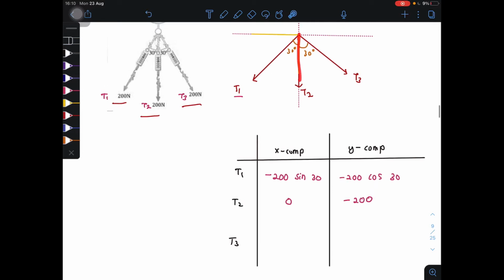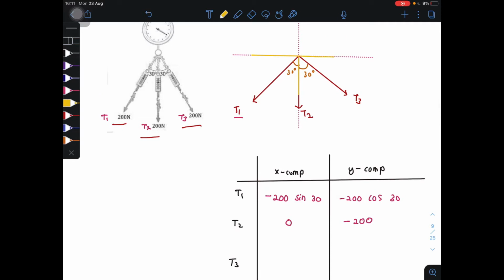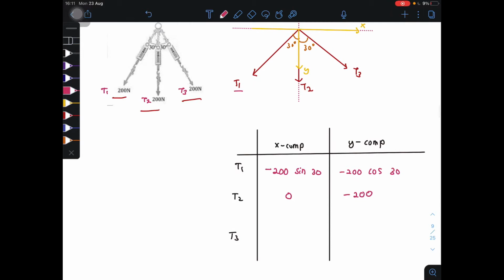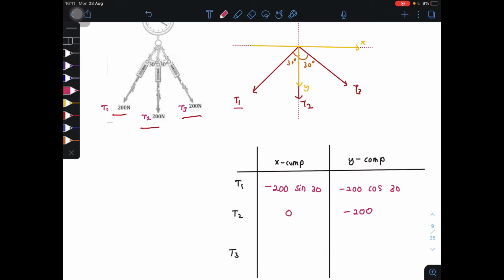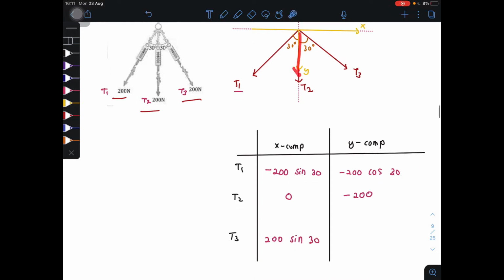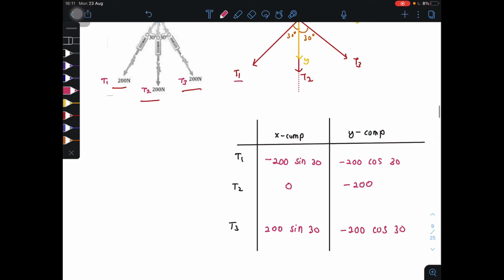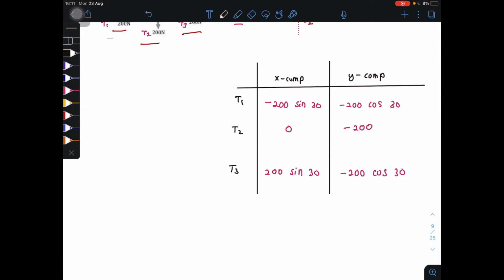And then next one, T3. If we resolve, dia akan jadi positive x-axis dan y-axis dia ke bawah. So, positive x-axis akan jadi positive 200. And then since angle dekat y, so dia akan jadi sin 30. So, untuk y component dia ke bawah, dia jadi negative 200 cos 30. So, after that, you just tambah sahaja, cari hasil tambah.